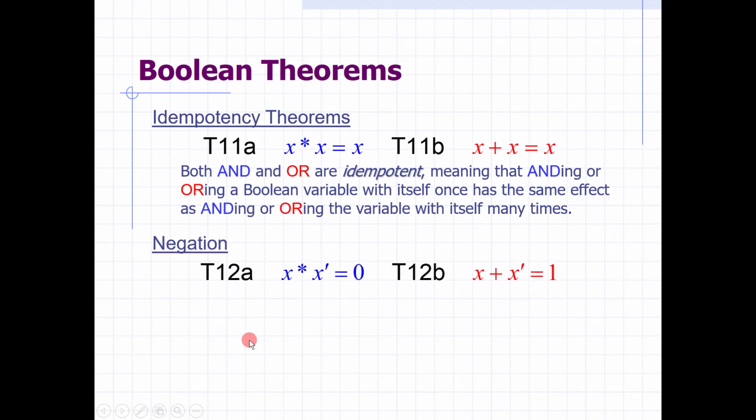The negation theorems: we have something and its opposite is always false. Imagine they're always opposites. So if x is 1, then x' is 0, and anything ANDed with 0 is 0. Or the other way around, x is 0, x not is 1. Well, 0 and 1 is 0. And the addition version: something, I shouldn't say plus, something or its opposite has to always be true.